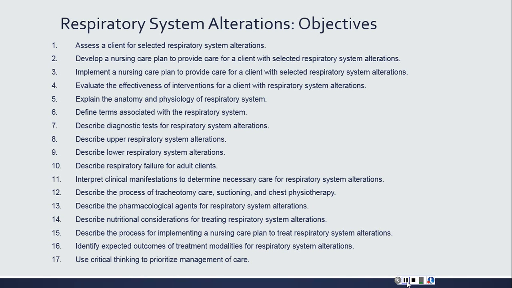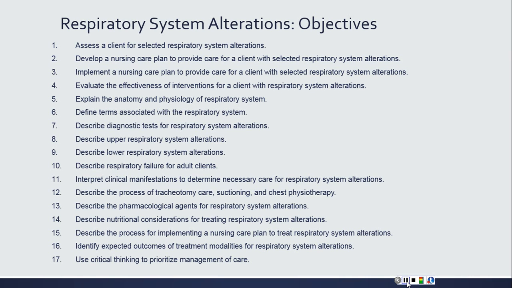But first objective, we've got assess a client for selected respiratory system alterations. Number 2, develop a nursing care plan to provide care for a client with selected respiratory system alterations. If you've already been to clinical, you've already done that. Okay, so you've made a care plan out for a respiratory patient. You need to be able to tailor that care plan for each one of these subjects and concepts that we cover. Also, you need to be able to evaluate the effectiveness of interventions for a client with respiratory system alterations.